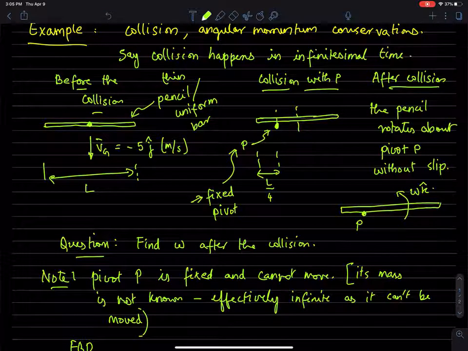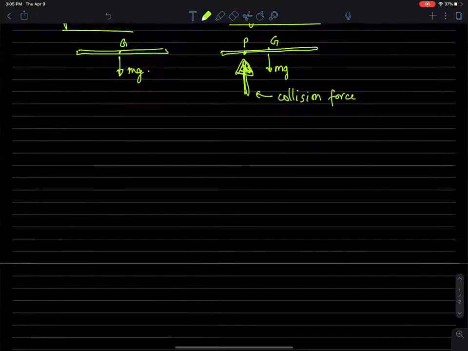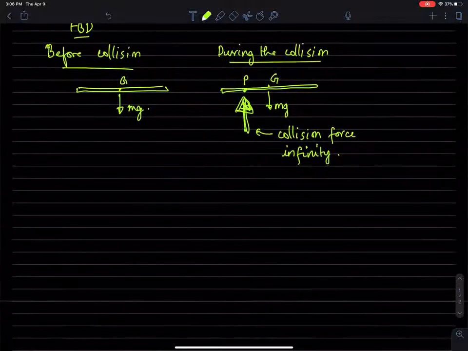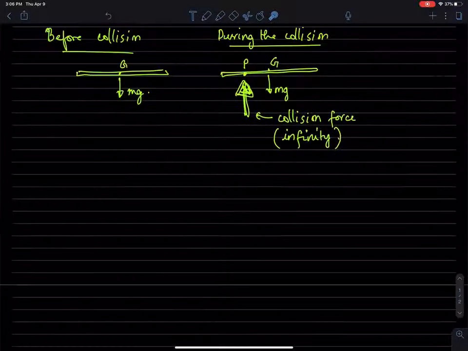Okay, collision happens in infinitesimal time. So during the collision the force is basically infinity. It's an infinite force. So there's a finite force mg and there's an infinite force due to the pivot on the bar. So we cannot really apply linear momentum balance, or at least the linear momentum balance has a right-hand side. The impulse is not equal to 0, right?